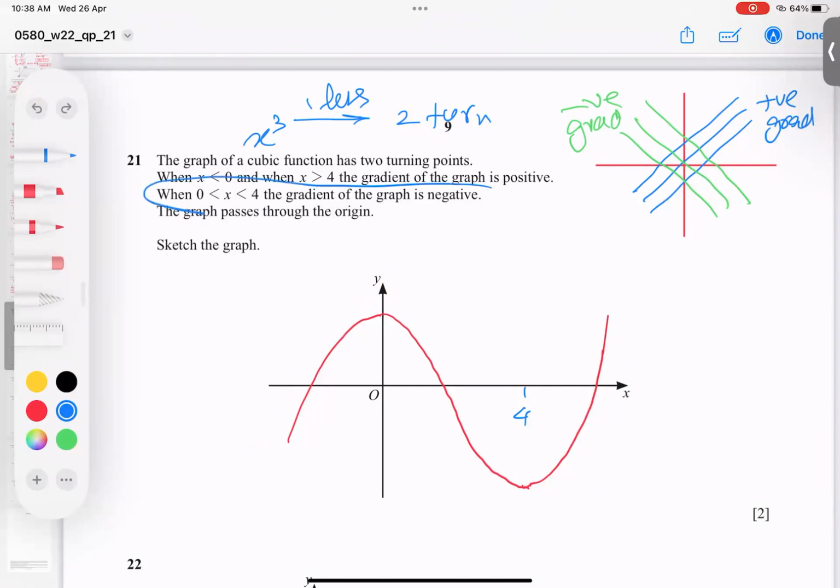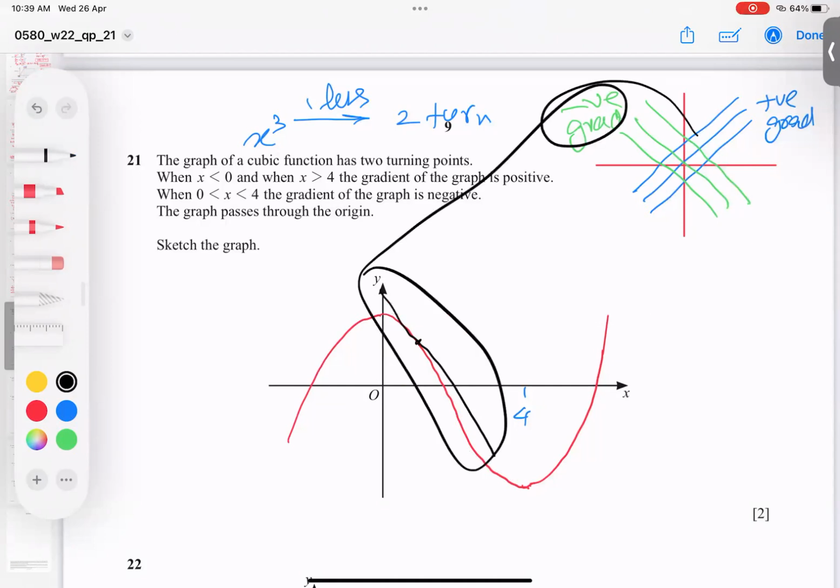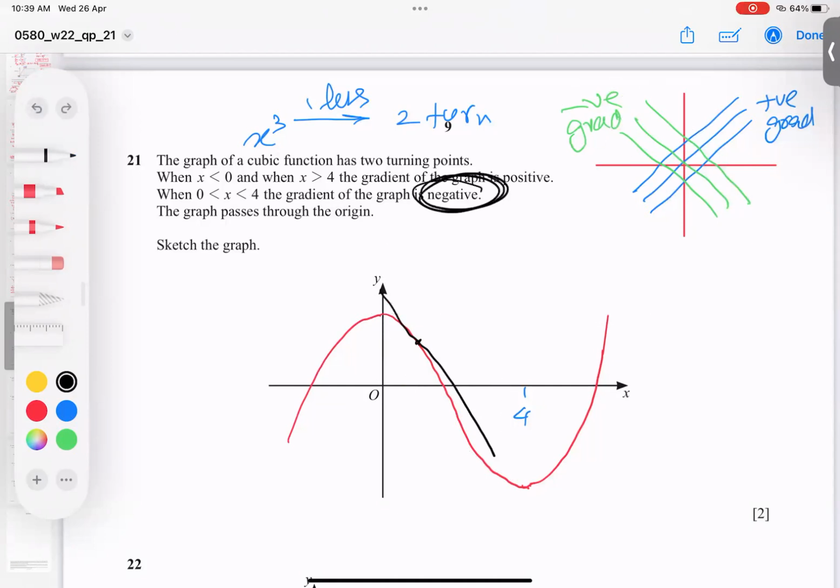Let's check the middle one, from 0 to 4. 0 is here, 4 is here. It means he talks about the middle part, this curve. If I draw a tangent at this point, students, let's see this tangent. It's a bit hard for me, but I'll try to make a tangent. This black line is parallel to the green line, and the green line is a negative gradient. So this black line is a negative gradient.